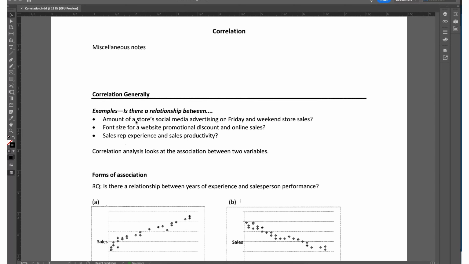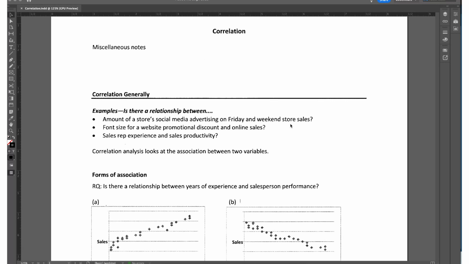It could be that we're interested in finding out the relationship between the amount of a store's social media advertising on Friday and weekend store sales. One might think that if you're advertising on a Friday about something happening in the weekend, that might have an effect on store sales, right? So that's an example right there.